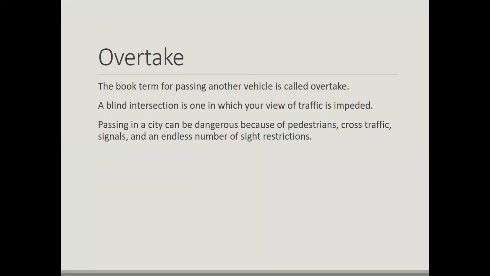The term overtake means passing another vehicle. A blind intersection is one in which your view of traffic is impeded. Passing in a city can be dangerous because of pedestrians, cross traffic signals, and an endless number of sight restrictions. But passing is not illegal in a city. It's just like passing a bicycle, but you can't pass on any solid line.